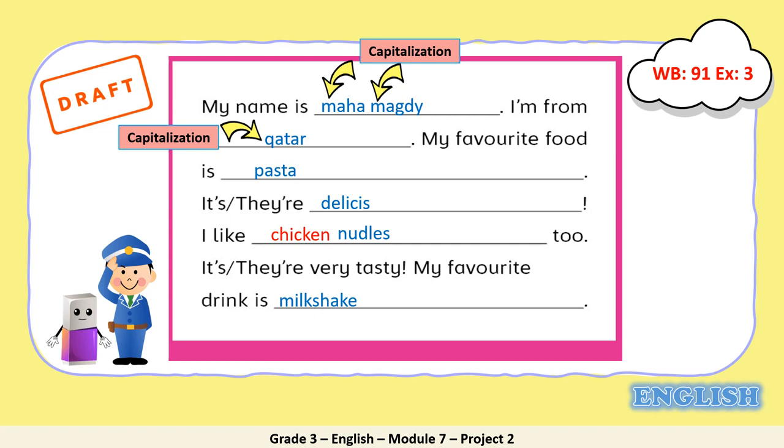Did you find them? Yes, the first word is delicious. And what about the second word? You are correct, it's the word noodles. Now all I have to do is go back to my student's book and find the correct spelling to those words.